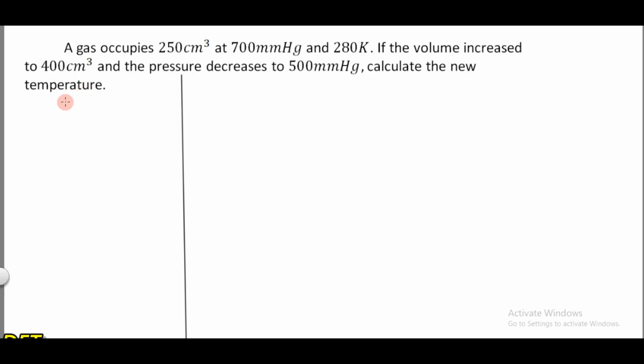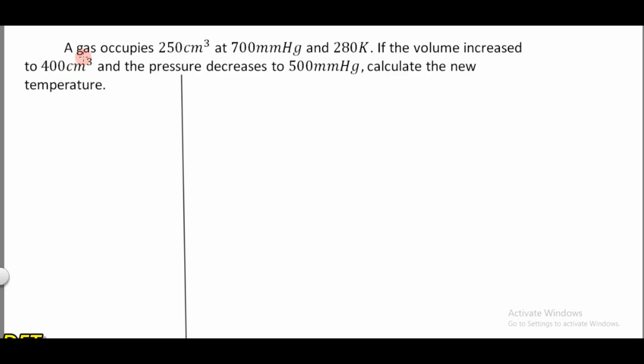Okay, so the question that I have here is: a gas occupies 250 cm³ at 700 millimeters of mercury and 280 Kelvin. If the volume increased to 400 cm³ and the pressure decreases to 500 millimeters of mercury, calculate the new temperature.